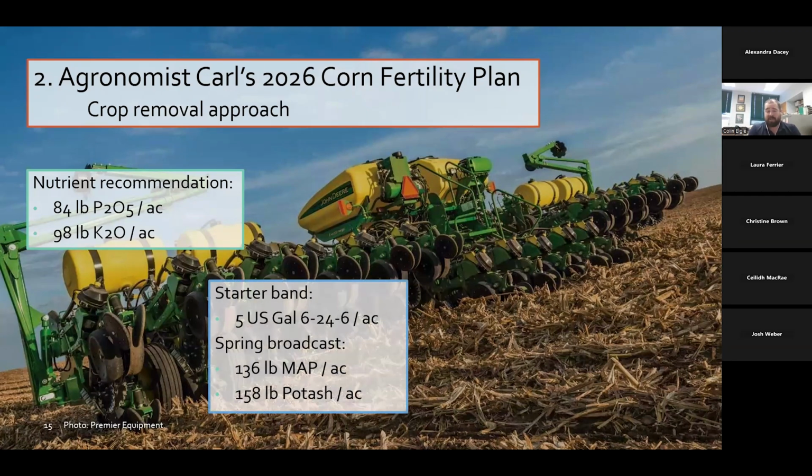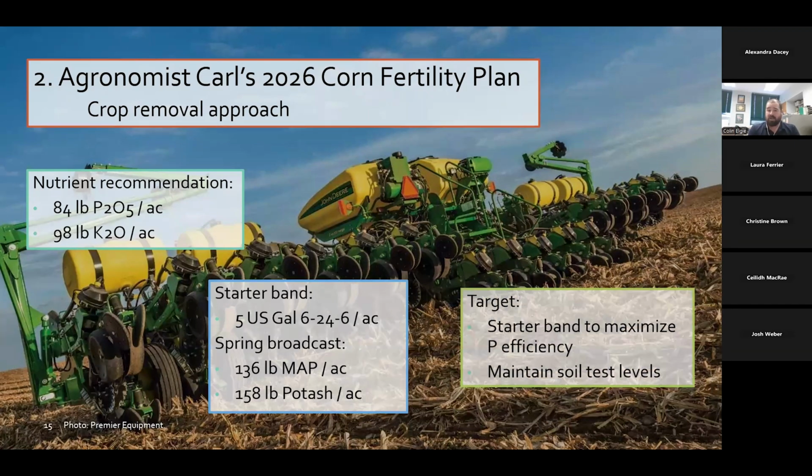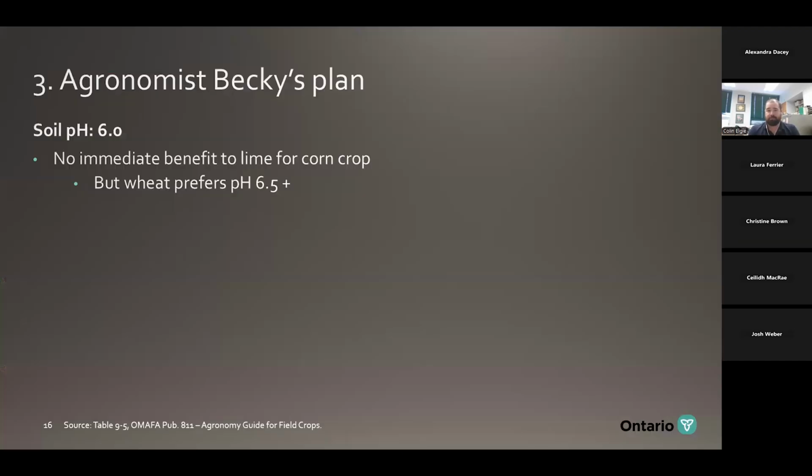Carl's recommending a starter band of a liquid 6-24-6 at 5 US gallons per acre, and a spring broadcast of the rest of the phosphorus as well as the potassium, that full shot on the field. So his target is really looking to maximize that phosphorus efficiency with that starter while maintaining the soil levels overall, to ensure that those levels aren't continuing to decrease over time.